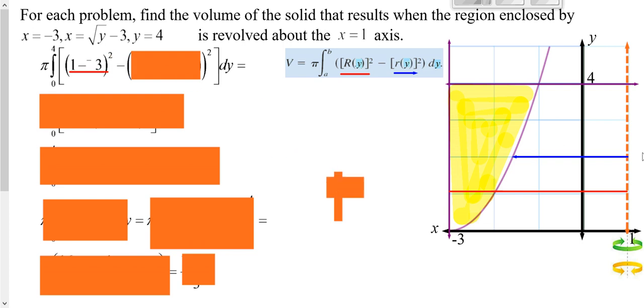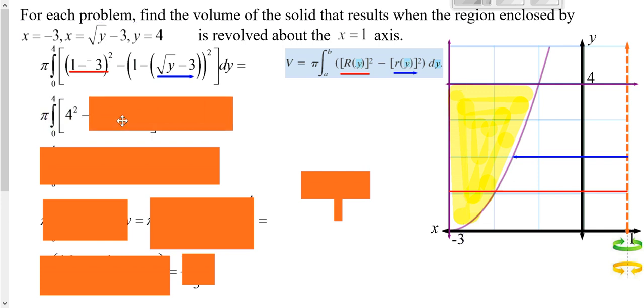Then when we're looking for our hole, the unshaded region, you have to go what's on the right, which is your axis of revolution of 1, minus what's on the left, which is your parabola. So it's 1 minus your parabola. And then each one of these underlined would also have to be squared.